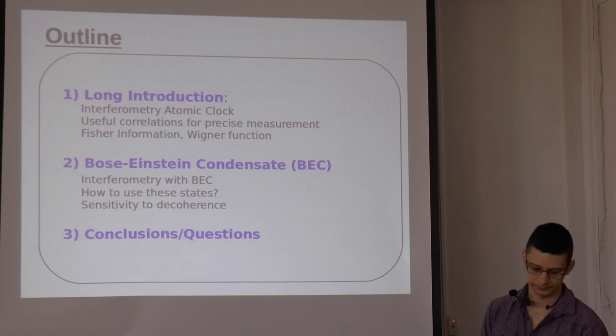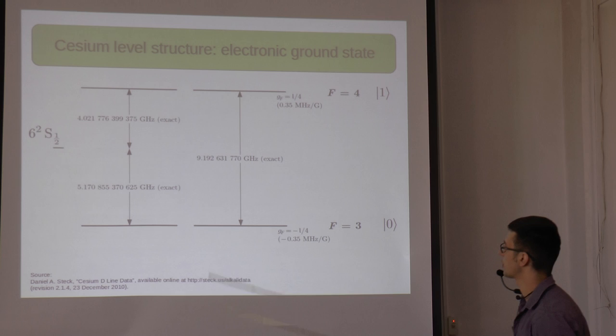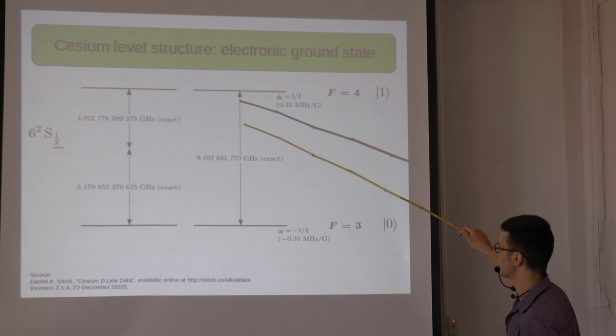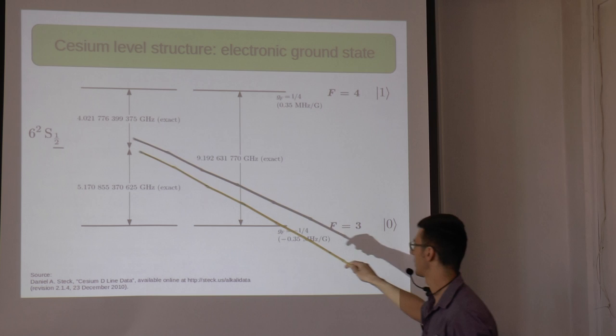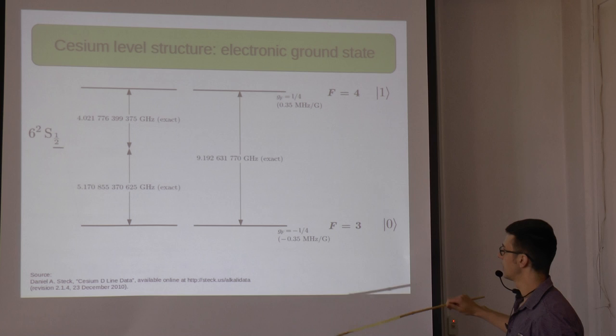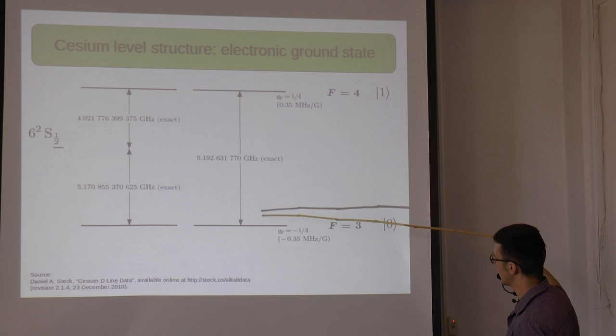So what you see here is the level structure of the electronic ground state of cesium. This electronic ground state is split because of coupling between nuclear angular momentum and total angular momentum. This is split into two lines, denoted with F equal 3 and F equal 4. There's some long number in gigahertz, which tells you the frequency of the photon which could excite the atom from F equal 3 to F equal 4.